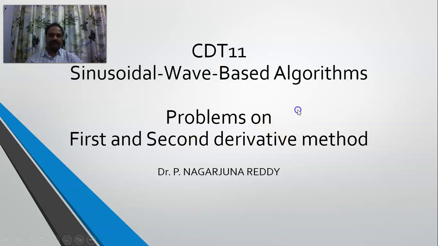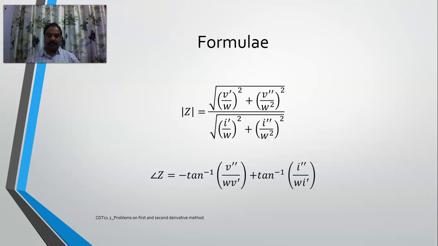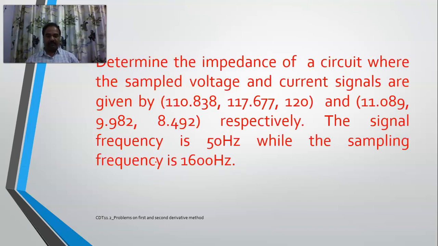Coming to the outcome of this lecture, I hope that by the end of this lecture you will be able to apply this method, the first and second derivative method, to determine the impedance based on given voltage and current signals. Moving ahead, a quick review of the formulae which we developed in the last lecture. This is the equation to determine the magnitude of impedance, and this is the equation to determine the phase angle of impedance.